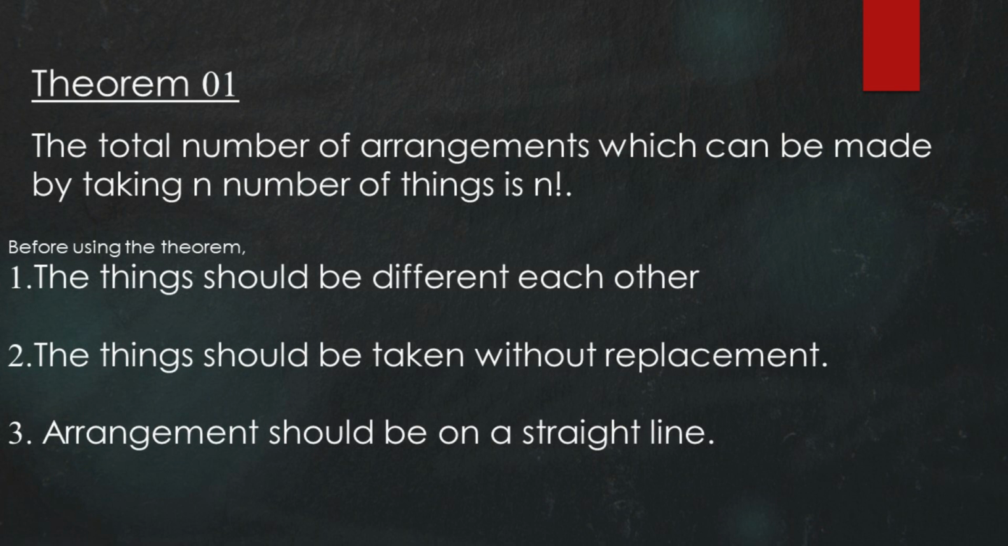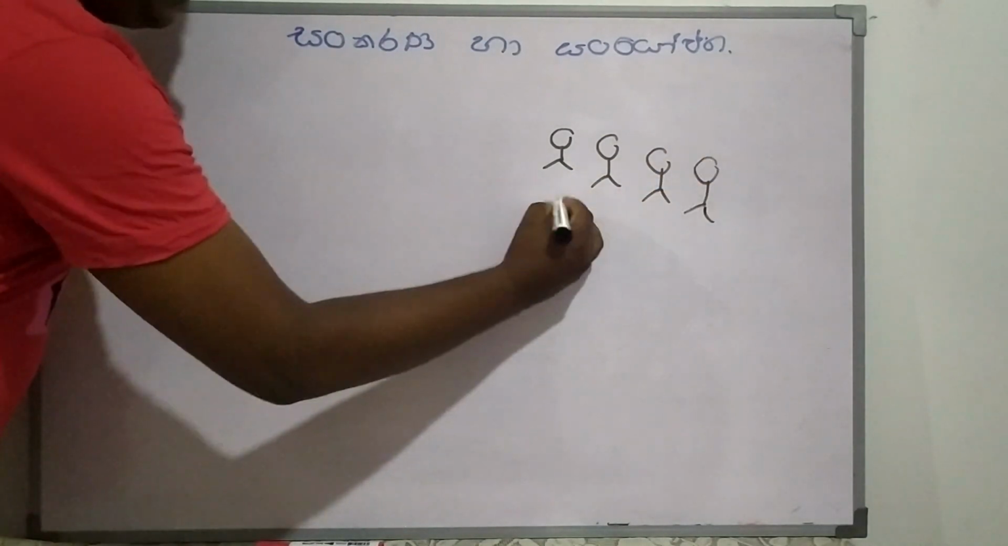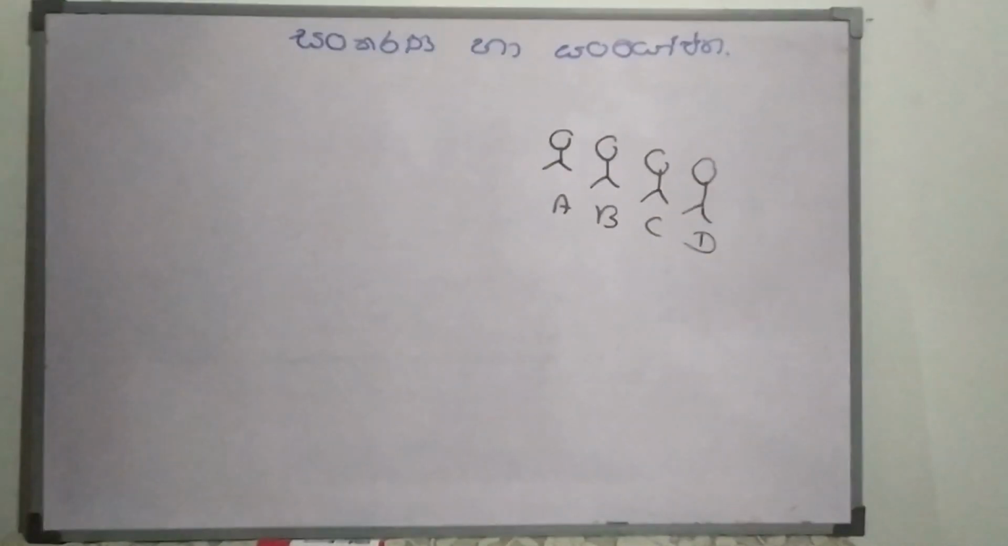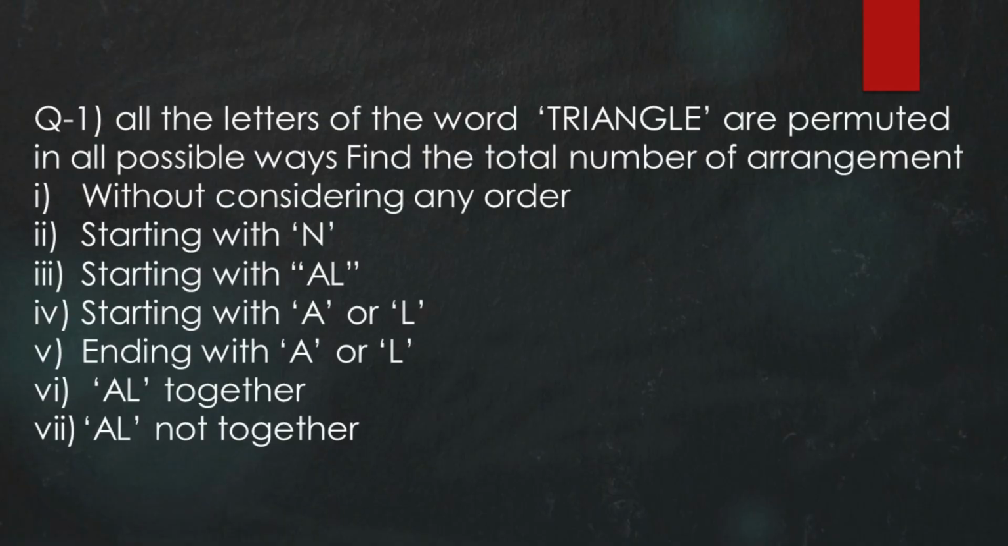So just assume an example. Assume we have four friends A, B, C, D, and I just need to put these friends on a straight line. Assume in our school we are normally in a queue, no? Then we have to place these four students in that straight line. So how many arrangements do we have for these four children?